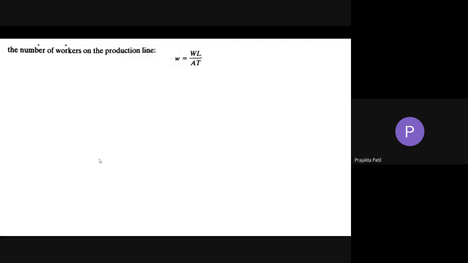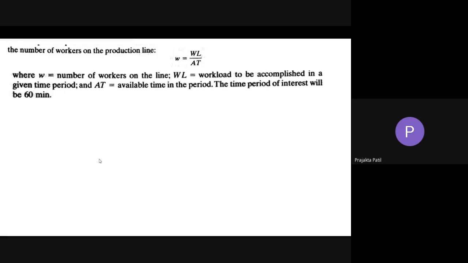The number of workers on the production line, W, is given by WL upon AT, where W is the number of workers on the line, WL is the workload that has to be accomplished in a given period of time, and AT is the available time in that particular period. This time of interest is usually 60 minutes. You can just write down this equation, how to find the number of workers on the production line.